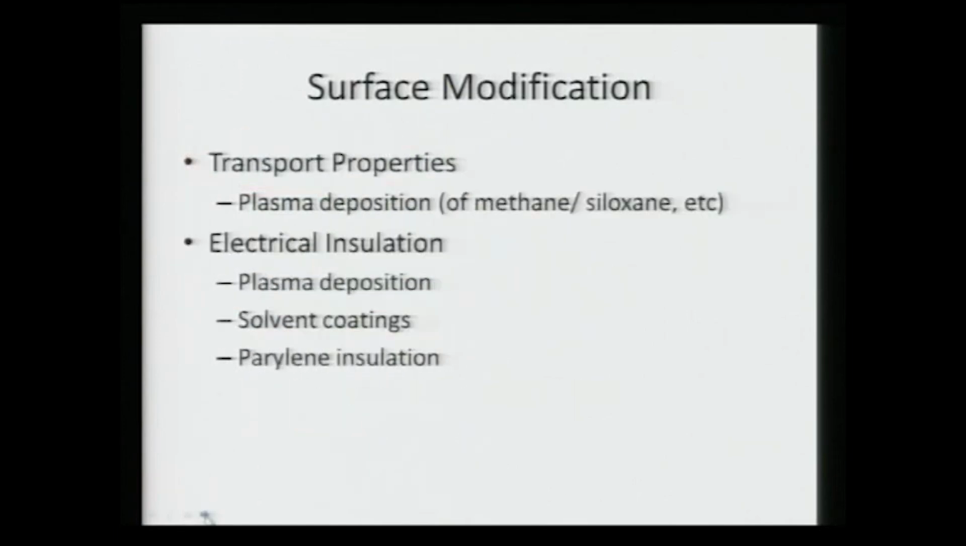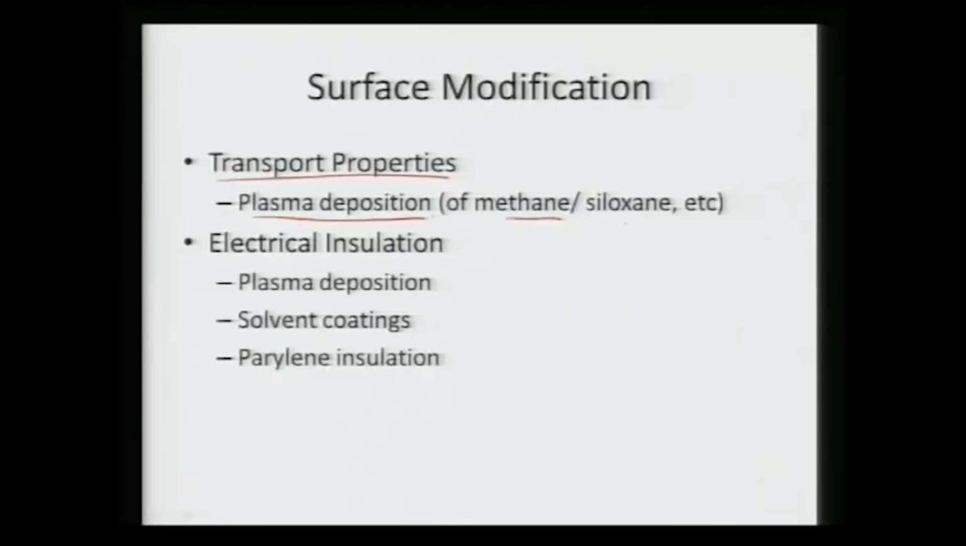And in certain cases we want to improve the transport properties in order to enhance drug delivery or supply certain nutrients to a certain location. We can do plasma deposition of materials such as methane or siloxanes.